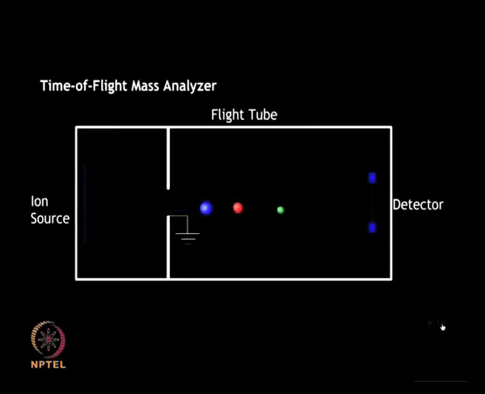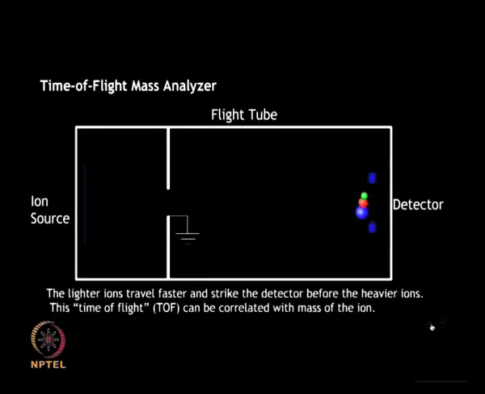The generated ions are accelerated towards the detector, with the lighter ion travelling through the TOF tube faster than the heavier ions. So, the lighter ion travels faster and strikes the detector before the heavier ion reaches the detector. This time of flight through the TOF tube can be correlated with the mass of the ion. So, the flight time of the ions can be correlated with the mass to charge ratio.